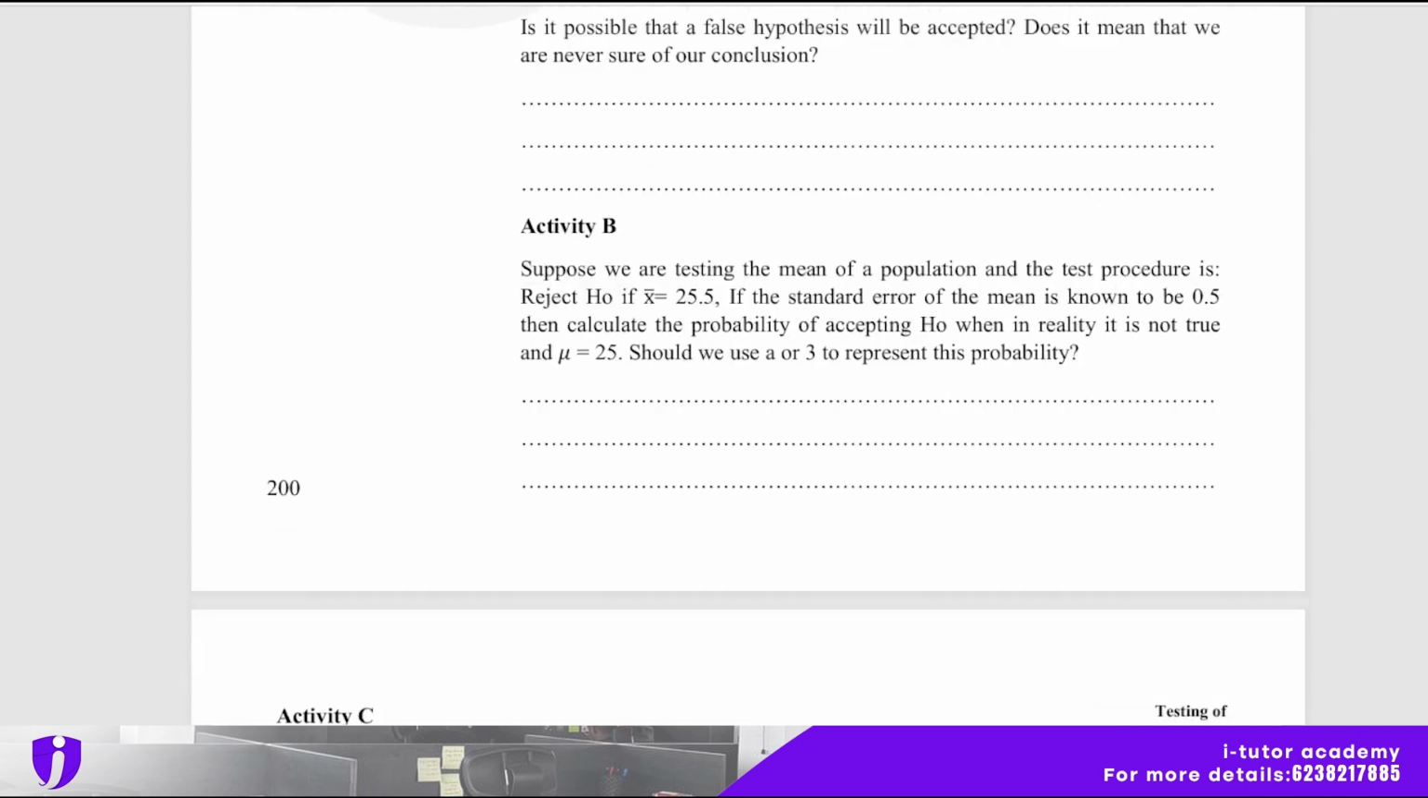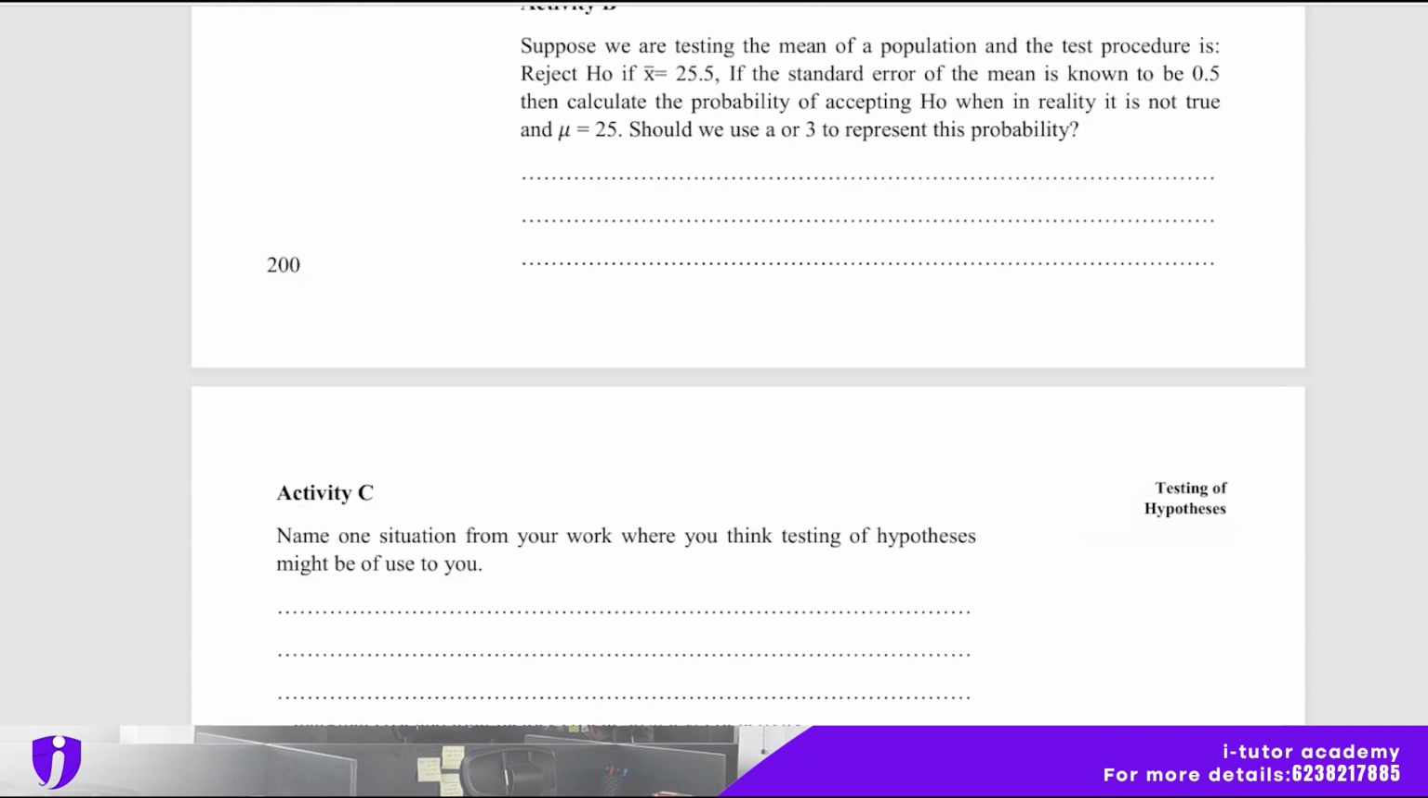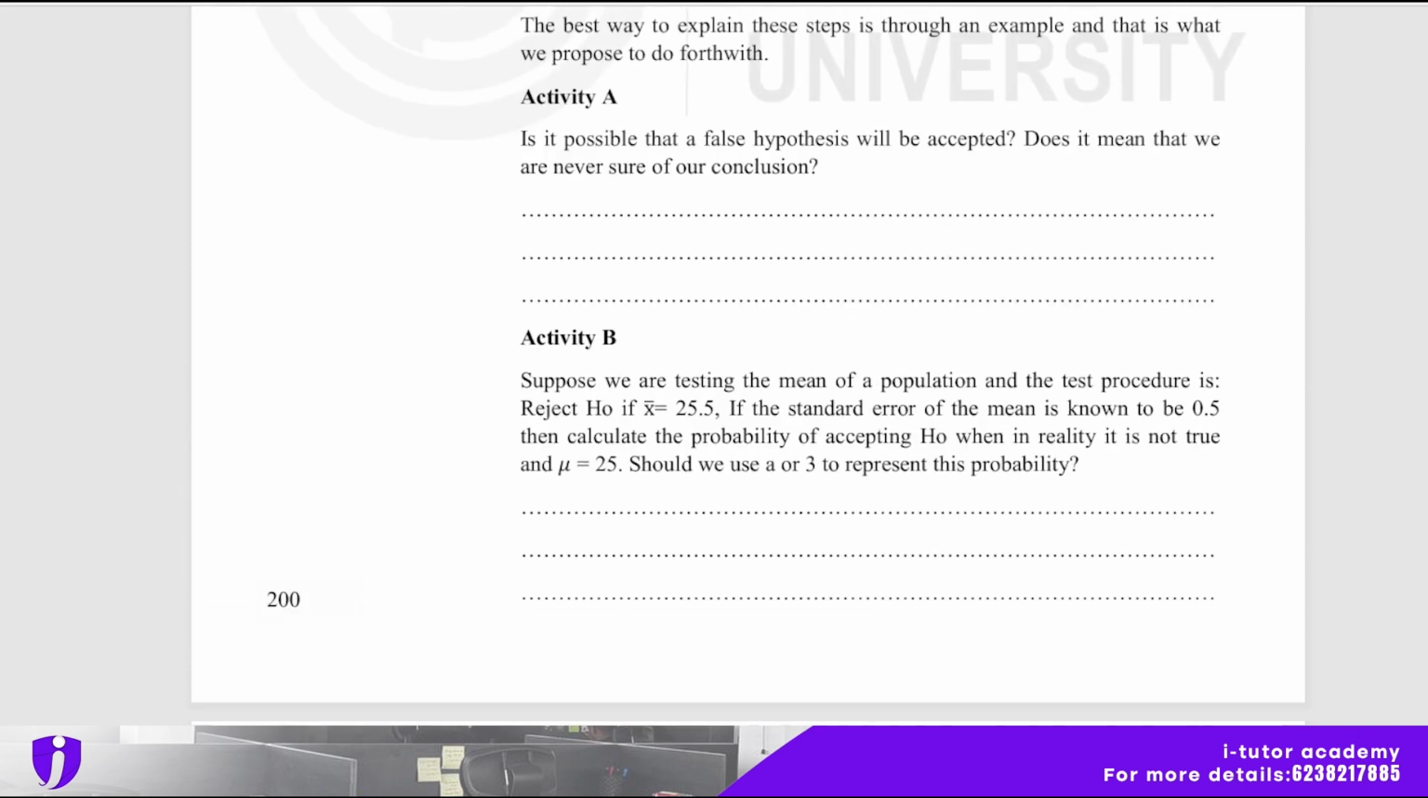So here are activity A and activity B, and activity C also here. You just try to do these activities, it will help you for your more understanding. And this is about today's section. So you just refer to your IGNOU study material MMPC005 and chapter 11.